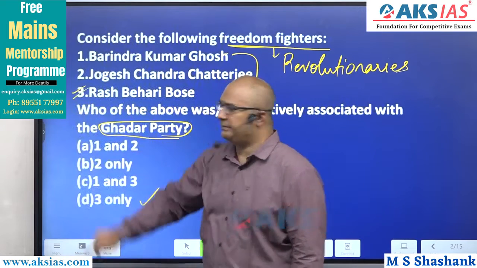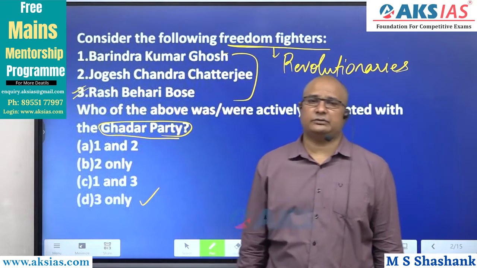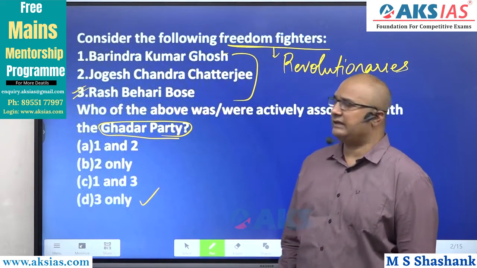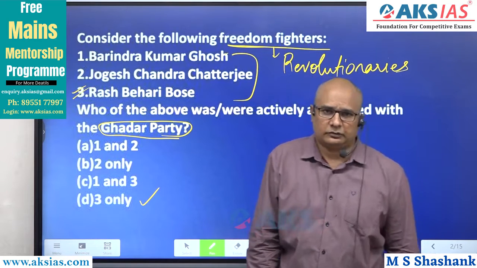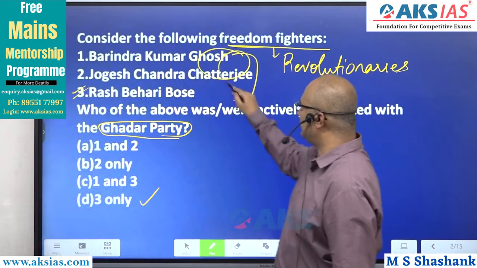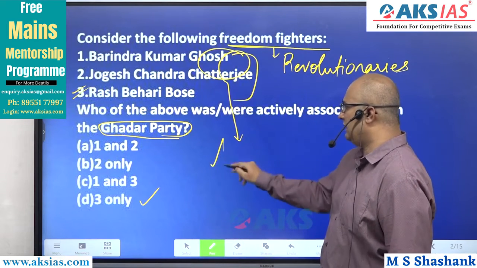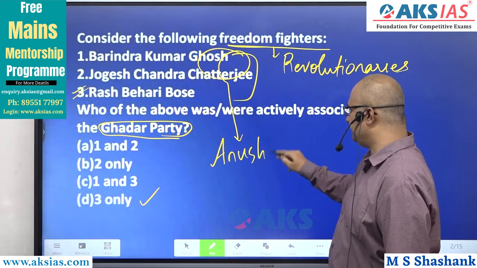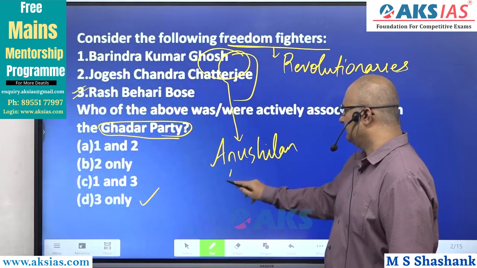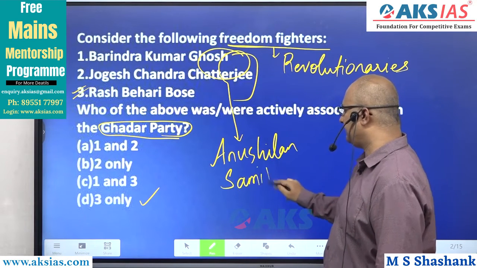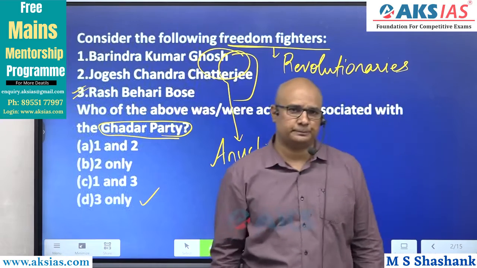Only Rash Bihari Bose was actively associated with the Ghadar party, whereas the first two members were associated with another revolutionary organization in Bengal called Anushilan Samiti. And a very, very straightforward question from your standard books.